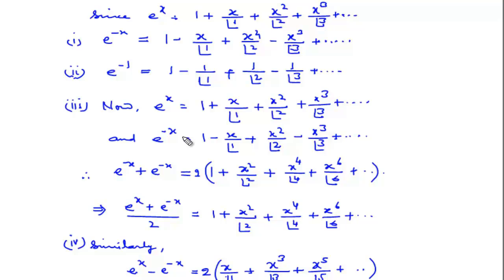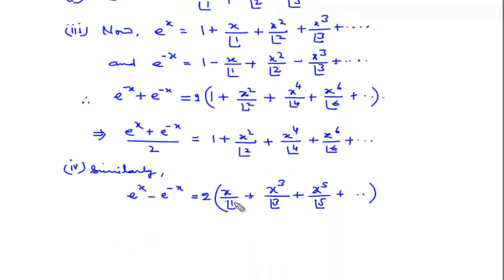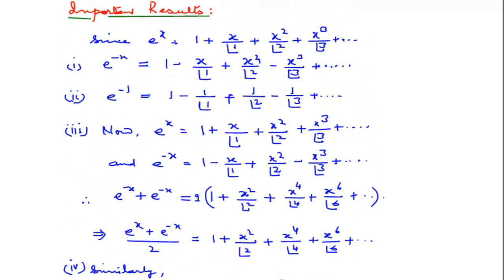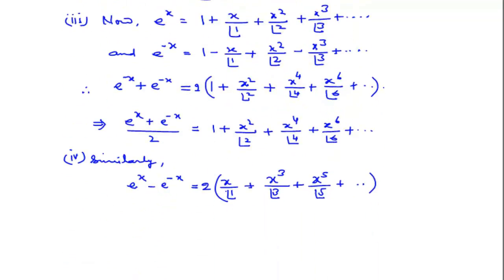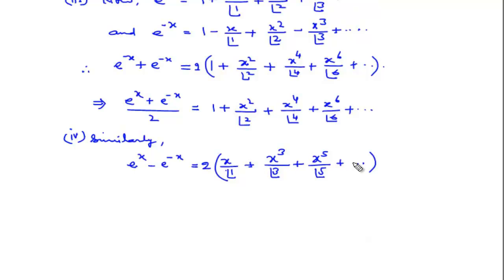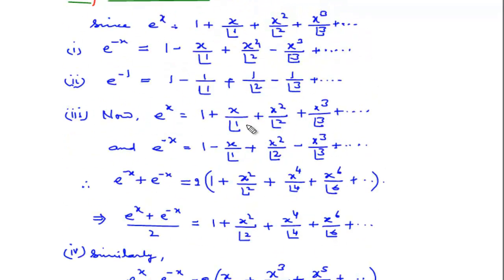Again, if I subtract these two equations, that is first is e to the power x and second is e to the power minus x, then I obtain e raised to the power x minus e raised to the power minus x is equal to 2 times x upon factorial 1 plus x cube upon factorial 3 plus x raised to the power 5 upon factorial 5. Because in subtraction, the 1 and this 1 will be cancelled. X square upon factorial 2 will be cancelled by this x square upon factorial 2. So I will be obtaining the odd powers of x, and 2 times of course, because here x upon factorial 1 and this x upon factorial 1 will be added.